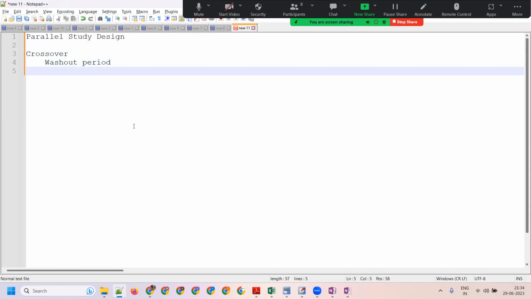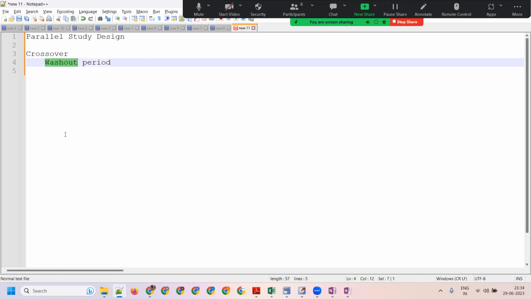Correct or not? What is this washout period? This is the time that the drug takes to get completely away from the body. Am I correct or not? That is what you consider as a washout period, right? Now the thing is, what happens if an adverse event happened in the washout period?